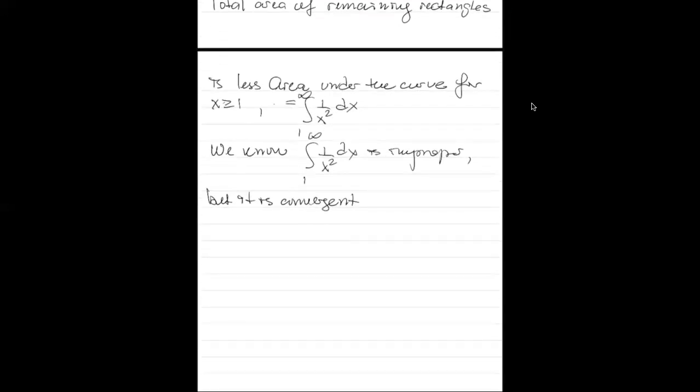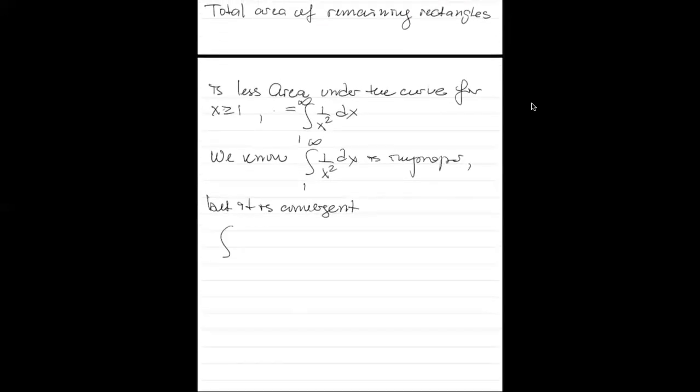And this is how we're going to find what this integral is equal to. The integral from 1 to infinity of 1 over x squared dx, we write it as a limit as t goes to infinity of the integral from 1 to t of 1 over x squared dx. And now we're going to evaluate it.